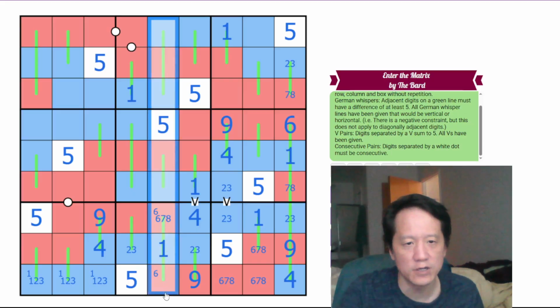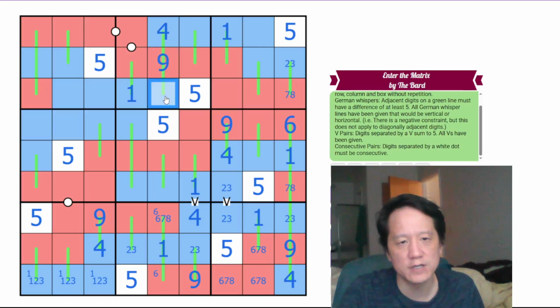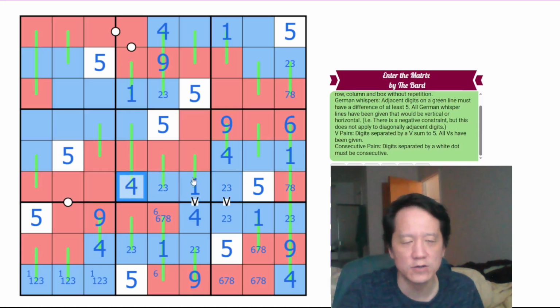Where's the 4 in column 5? Can't be here, can't be here. It must be here. So this is 4, which makes that 9. This is 2 or 3. This is 2 or 3. Where's the 4 in row 6? It has to be here. So this is 4, which makes that a 9. It's next to 2 and 3 then.